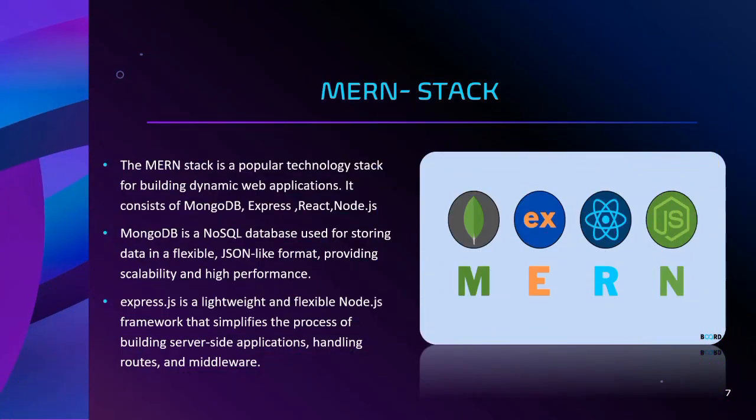The MERN track. The MERN track is a popular technology stack for building dynamic web applications. It consists of MongoDB, Express, React, and Node.js. MongoDB is a NoSQL database used for storing data in a flexible JSON-like format, providing scalability and high performance. Express.js is a lightweight and flexible Node.js framework that simplifies the process of building server-side applications, handling routes and middleware.